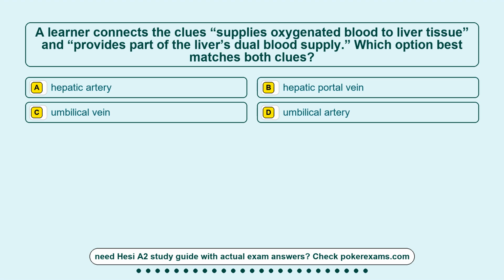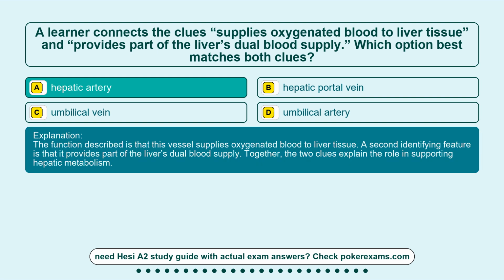Question 21. A learner connects the clues: supplies oxygenated blood to liver tissue, and provides part of the liver's dual blood supply. Which option best matches both clues? Option A, hepatic artery. Option B, hepatic portal vein. Option C, umbilical vein. Option D, umbilical artery. The correct answer is option A, hepatic artery.